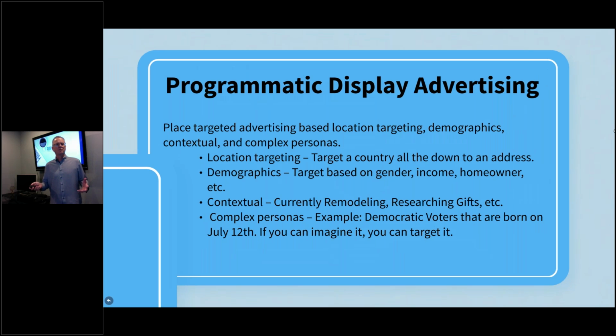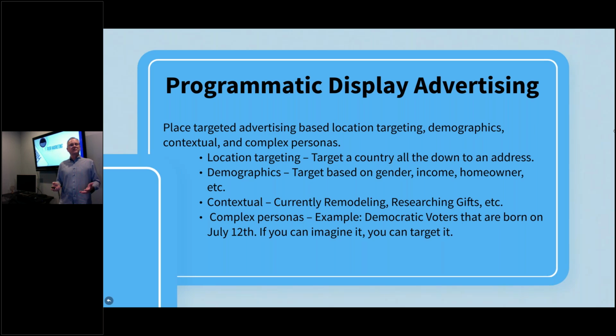With this inventory, we really have a lot more targeting capabilities than we have with just a typical Google display ad. Not only are we able to do location targeting, we're able to get into some intricate demographics, some contextual, and some very complex personas. Let's discuss each of those briefly. Location: we can target a country all the way down to a specific address or a group of addresses. Demographics can be based on gender, income, homeowner, renter, car owner.